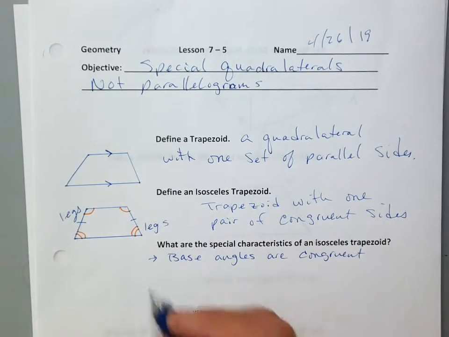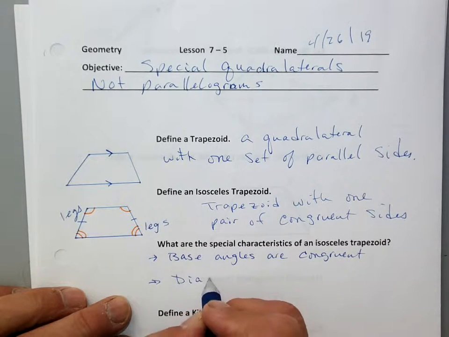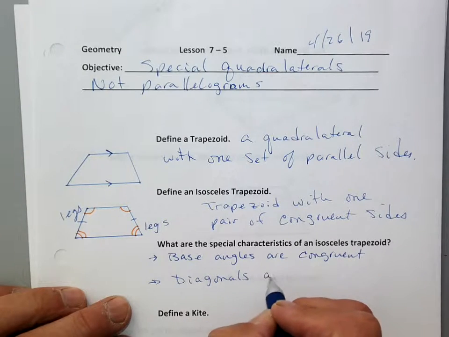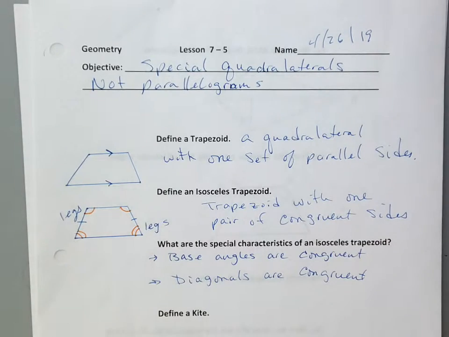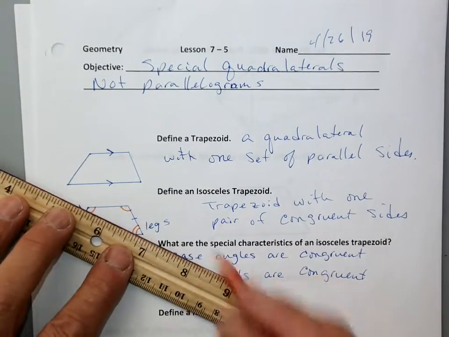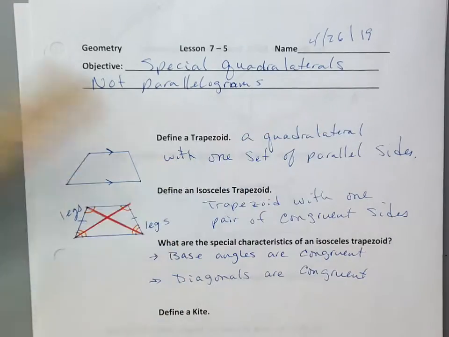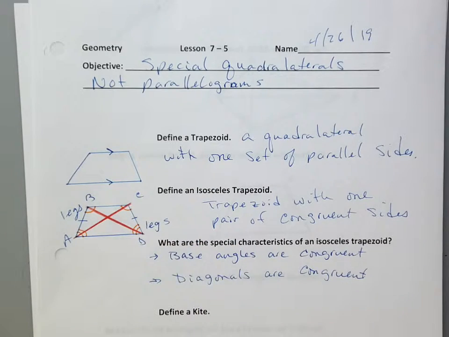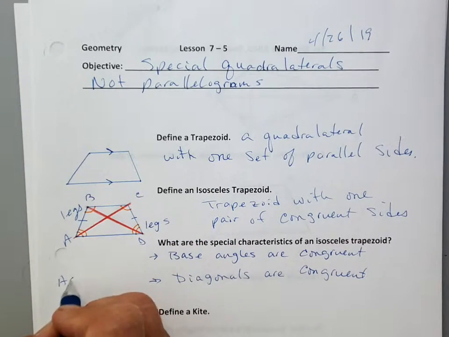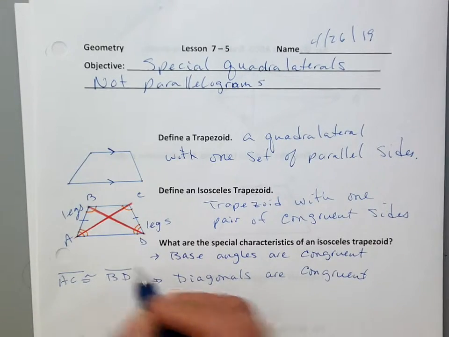What else is unique about isosceles trapezoids? Well, the diagonals are congruent. All right, so we draw my diagonals. My diagonals from here to here. These two line segments are the same length. So if I label this A, B, C, D, we could say that AC is congruent to BD. Right?